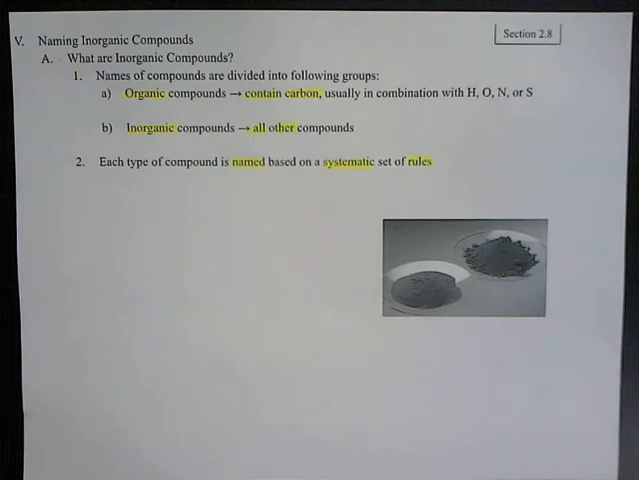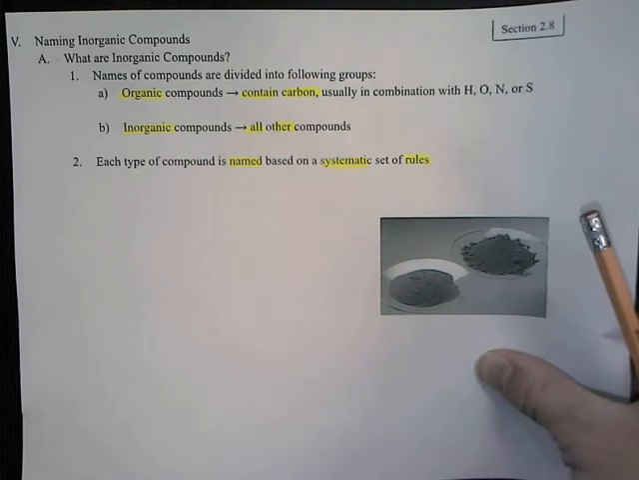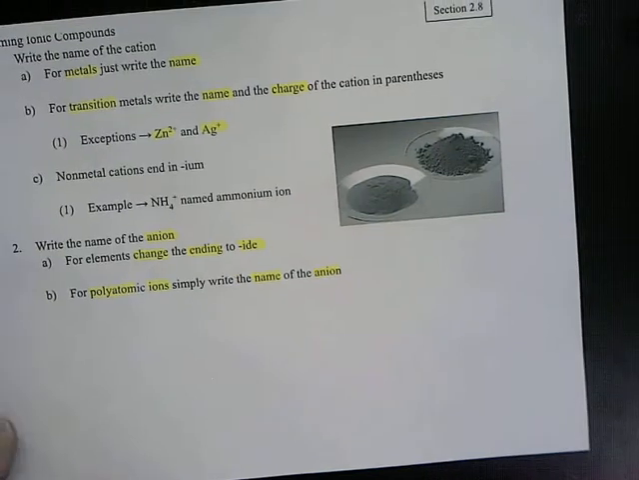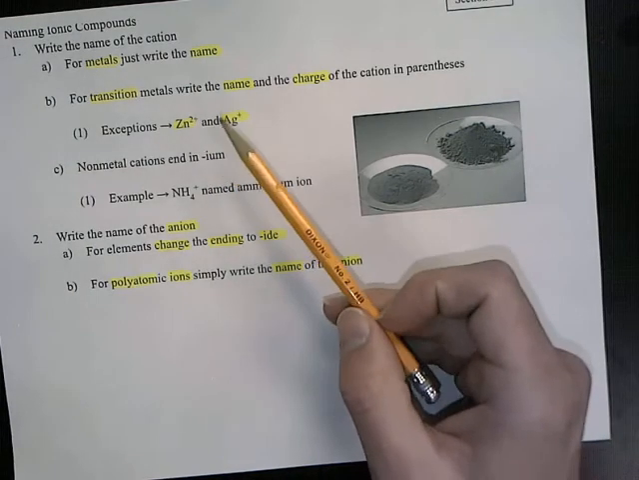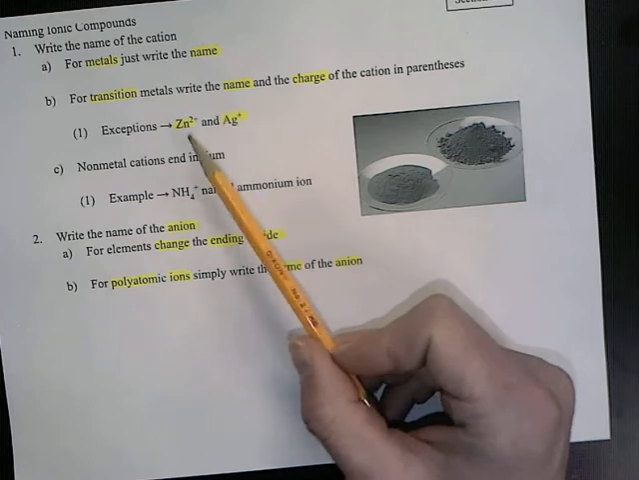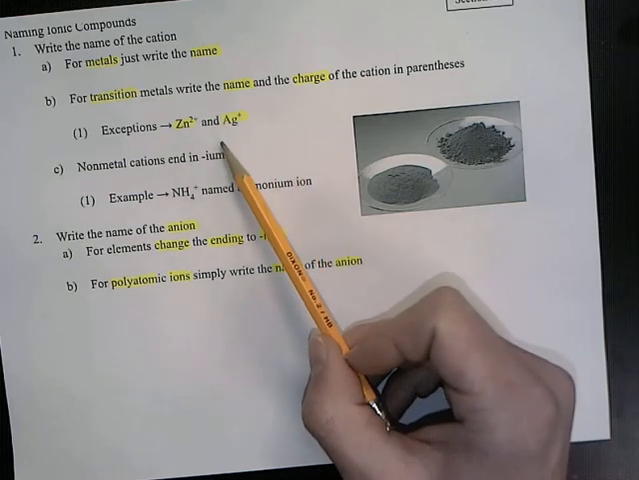Now, again, there are a set of rules that we have to abide by when we name ionic compounds. And here are these rules. Number 1, you write the name of the cation first. That's the metal. All you do is write the name of the metal. If it's on the periodic table, written first, just write the name. You don't need to modify it. The only exception is transition metals. You need to indicate the charge with these exceptions in mind.